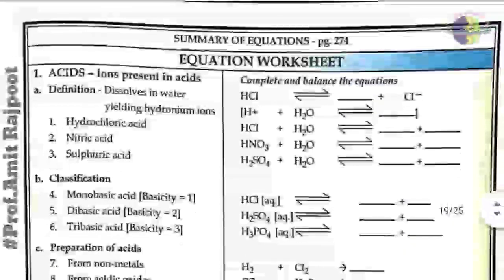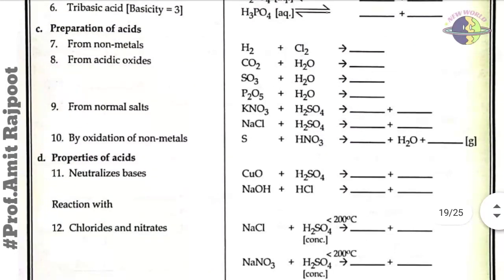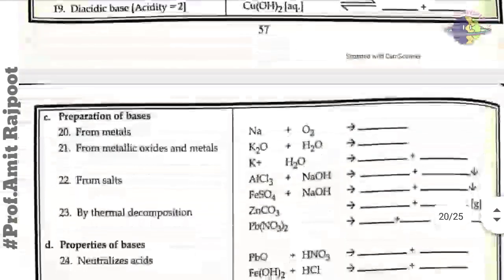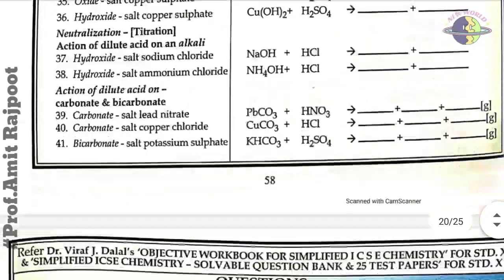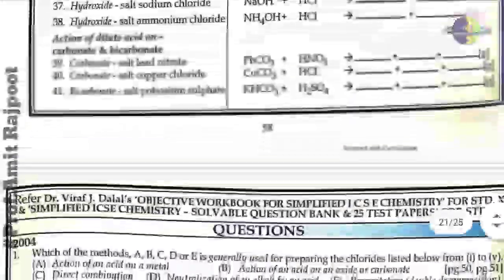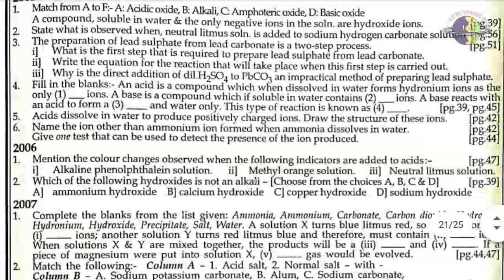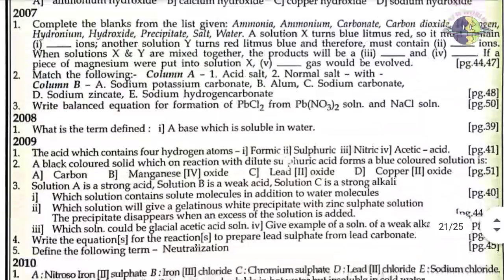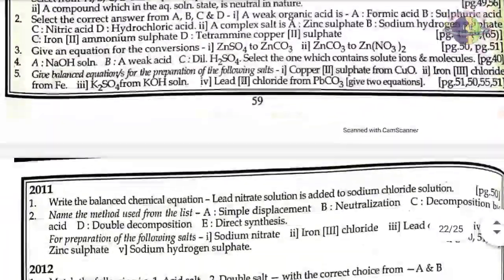Now the chapter is finished. In front of you is an equation worksheet, in which different equations are given, which you have to complete and balance. There are classifications for acids, bases and salts. There are different numbers of reactions for revision. There are also different questions which you have to complete. Do it by yourself, take the help of the teacher and finish it, so that no point of the chapter remains in doubt.